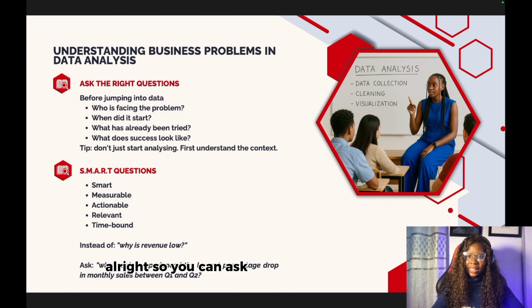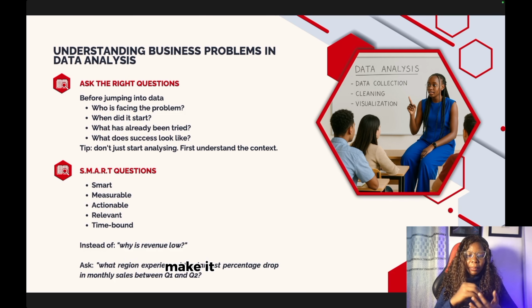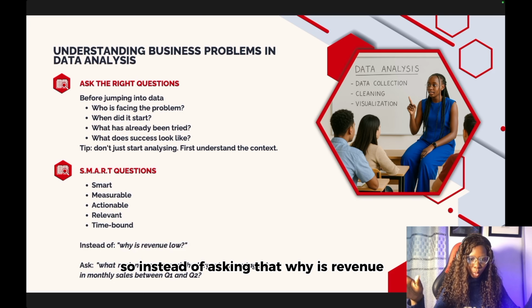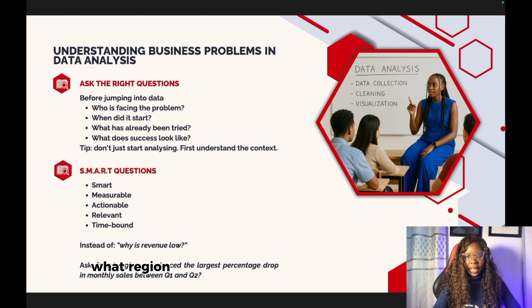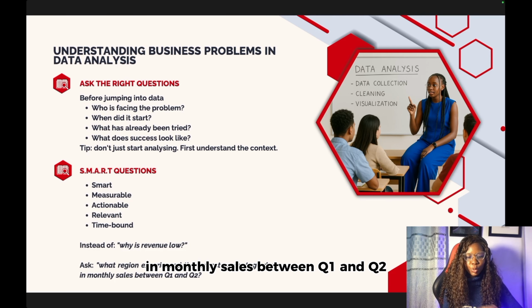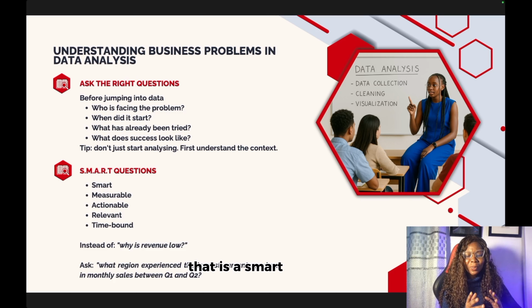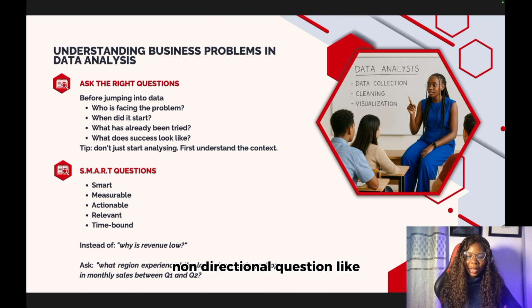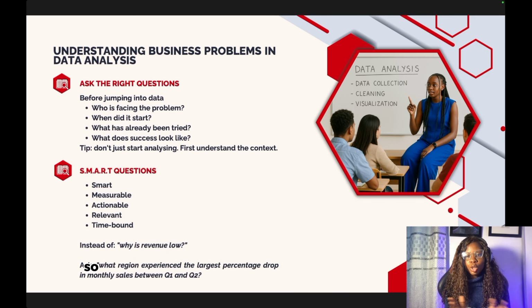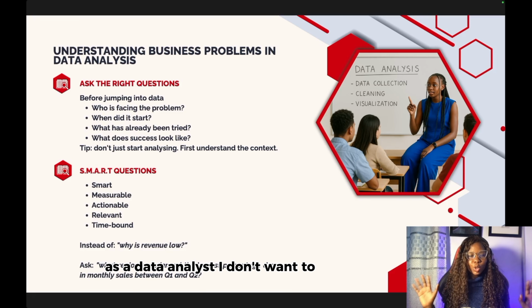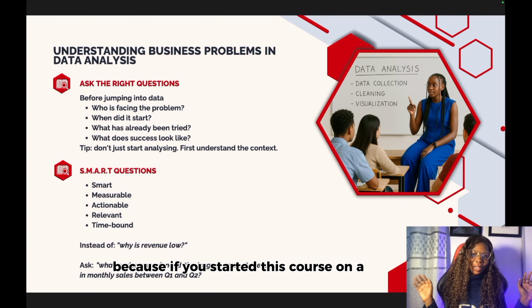All right. So you can ask smart questions, like SMART: specific, measurable, actionable, relevant, and time bound questions. So instead of asking, why is revenue low? You can ask, what region experienced the largest percentage drop in monthly sales between Q1 and Q2? That is a smart question, instead of just asking a general, non-directional question like, why is revenue low? You understand? So those are some of the things you have to understand when solving business problems as a data analyst.